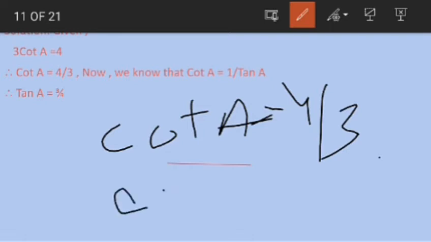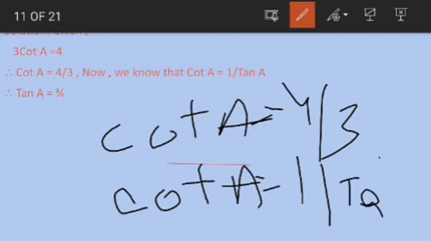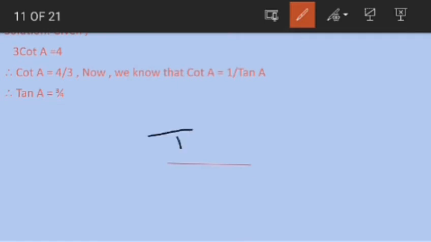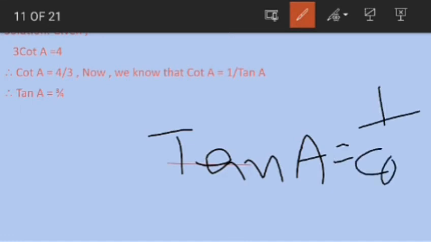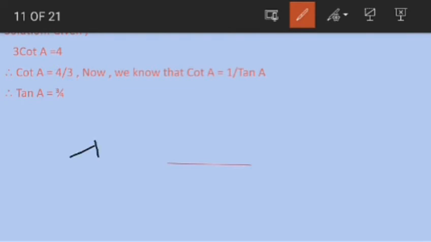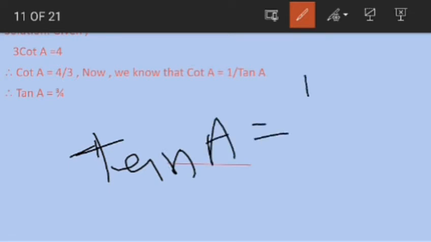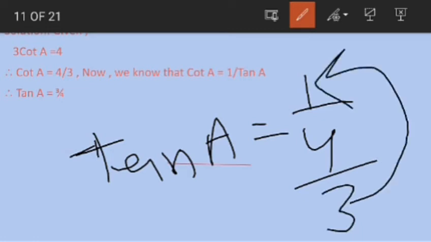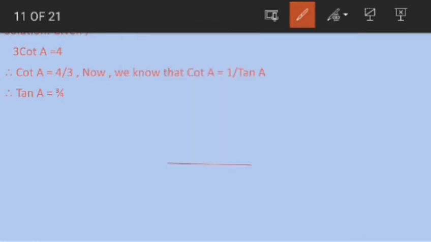Also we know that cot A equals 1 over tan A. So substituting the value, we get tan A equals 1 by cot A. Okay class, so tan A is going to be 1 by 4 by 3. This 3 is going to go upward, so you will have the value tan A equals 3 by 4.